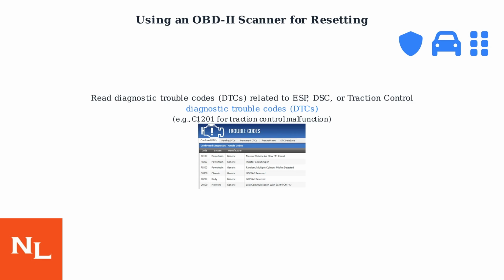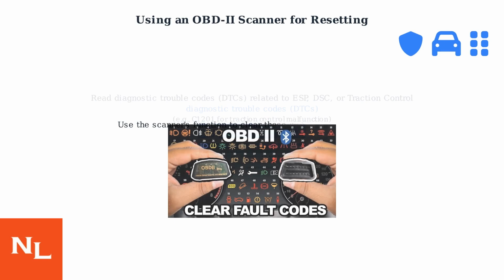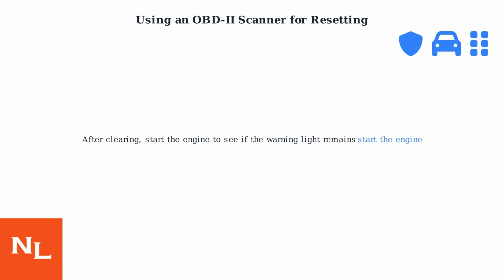For example, code C1201 indicates a traction control malfunction. Once you've identified the codes, use the scanner's clear function to reset the system. After clearing the codes, start the engine to verify that the warning light has turned off. If the light remains, there may be an underlying issue requiring professional attention.